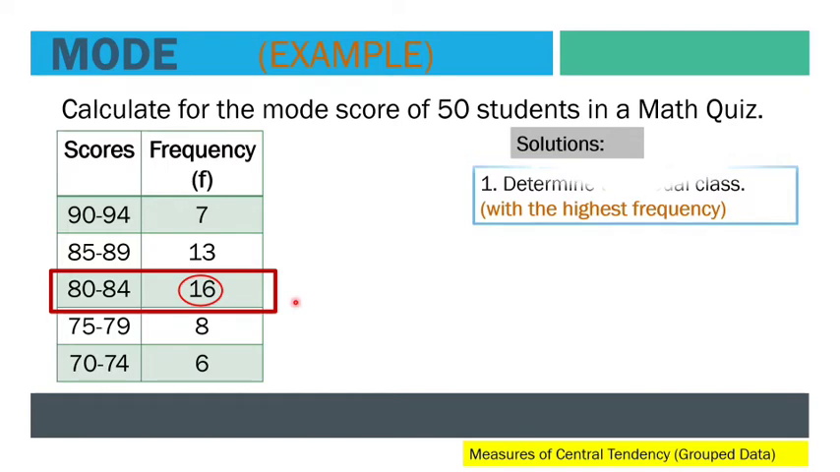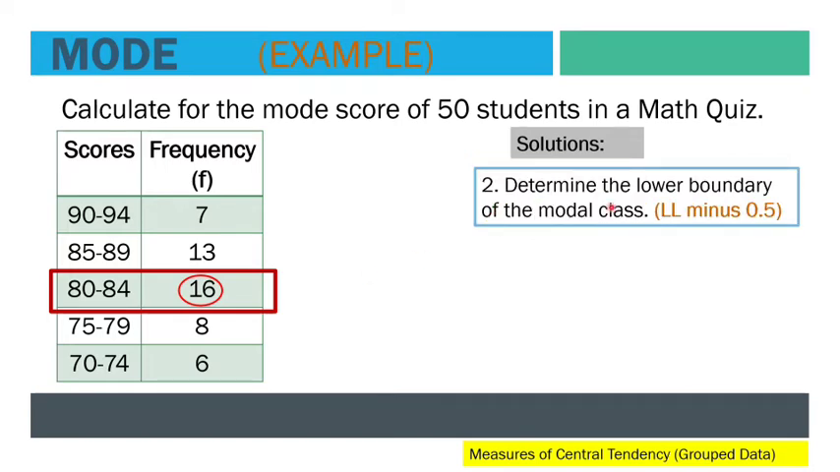Next, we have to determine the lower boundary of the modal class. So how to do it? Lower limit minus 0.5. So our lower limit here is 80. And then we subtract 0.5 from it, we will get 79.5. So that's the lower boundary, 79.5. Okay. Now, let's proceed with the third step.